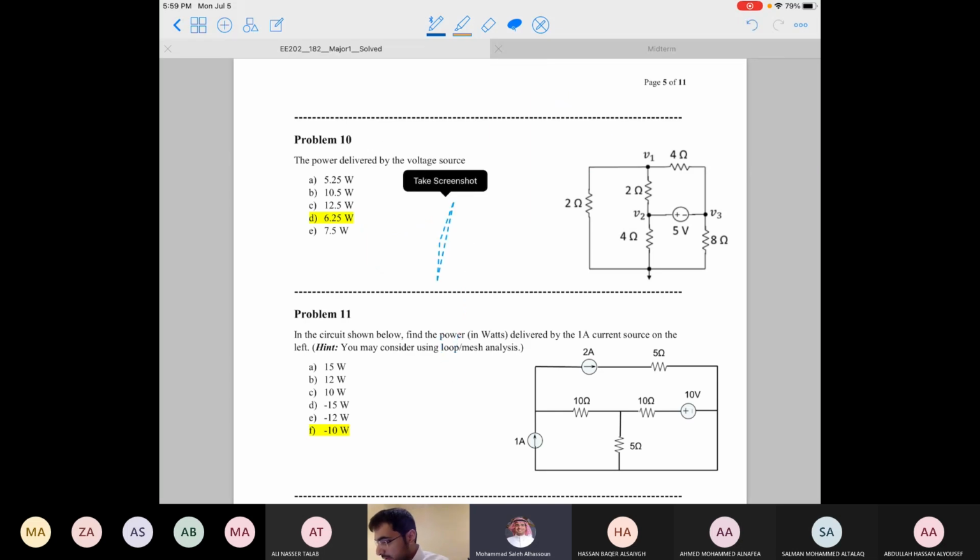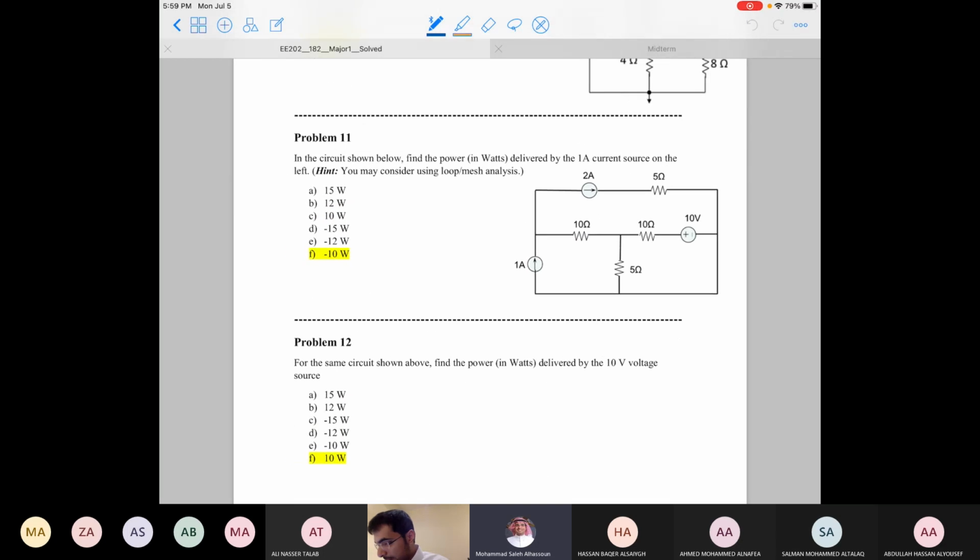Okay, let's see. In the circuit shown below, find the power in watts delivered by the 1 ampere current source on the left.